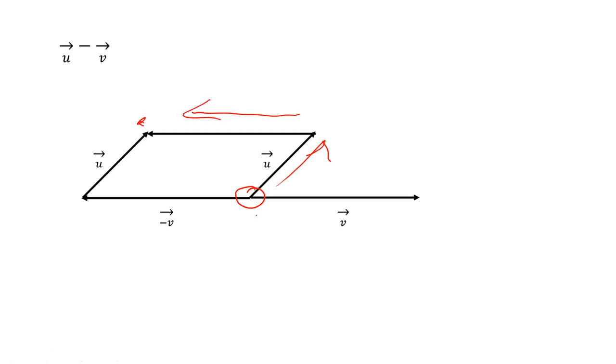So here's my starting point. This is my start. This is my end right there. All right, so that means that the resulting vector is this vector running from here to here.